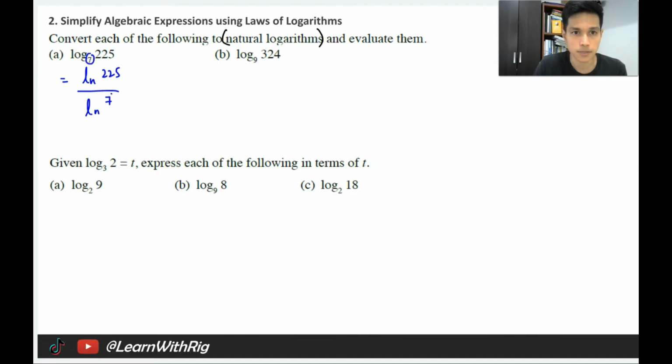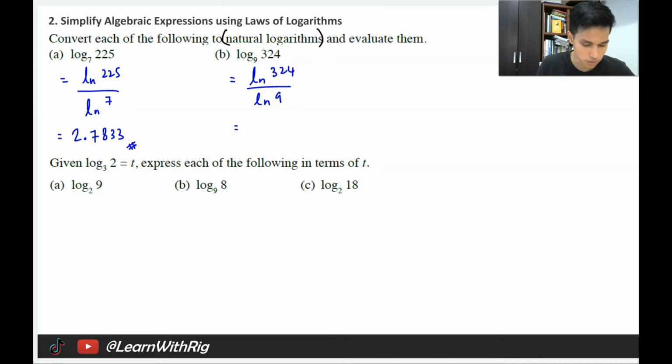Okay, the base will come here and the top value here will come up. Okay, so you just key this in to your calculator. You should get your answer straight away. Your answer should be 2.7833. Okay, next, log 324 base 9. So this one you change to ln 324 over ln 9. Okay, key into your calculator, you should get 2.6309.